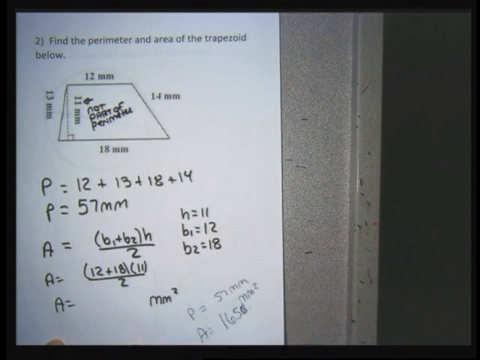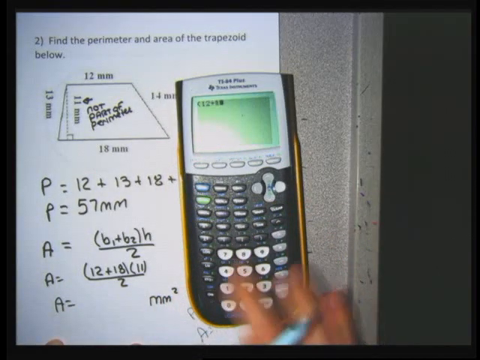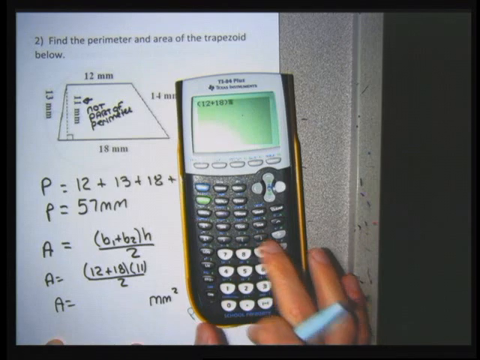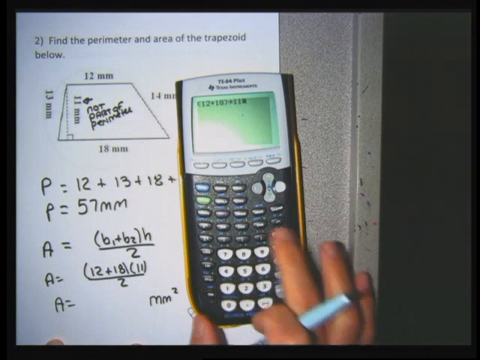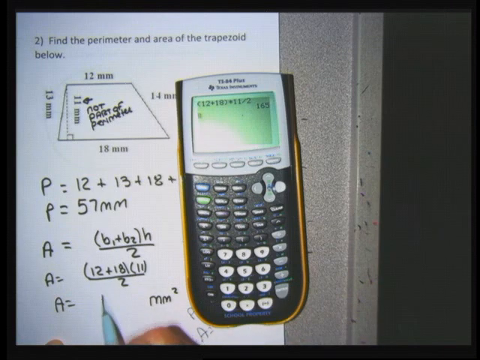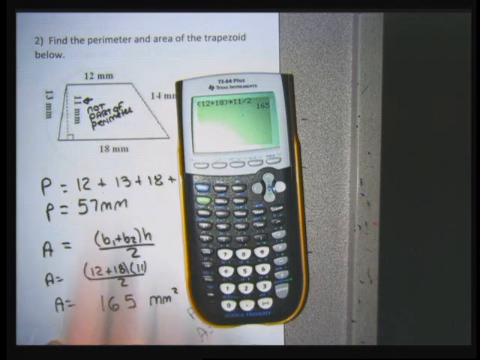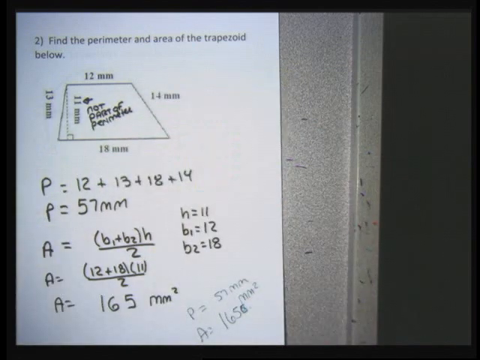I think I can just do this all in my calculator just so I don't make any mistakes. So parentheses 12 plus 18, close my parentheses, times 11 divided by 2. That's going to give me the right number. It doesn't give me the units because I haven't included any units. And the units, since it's area, have to be square, whatever the units are in the problem, so it's going to be square millimeters. And the same numbers that I have, so I feel good about that.